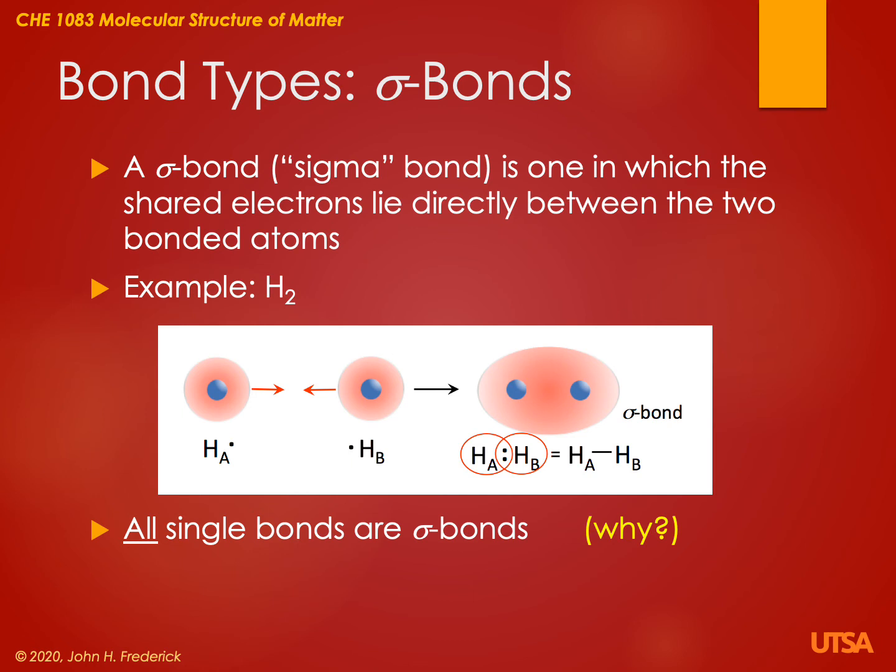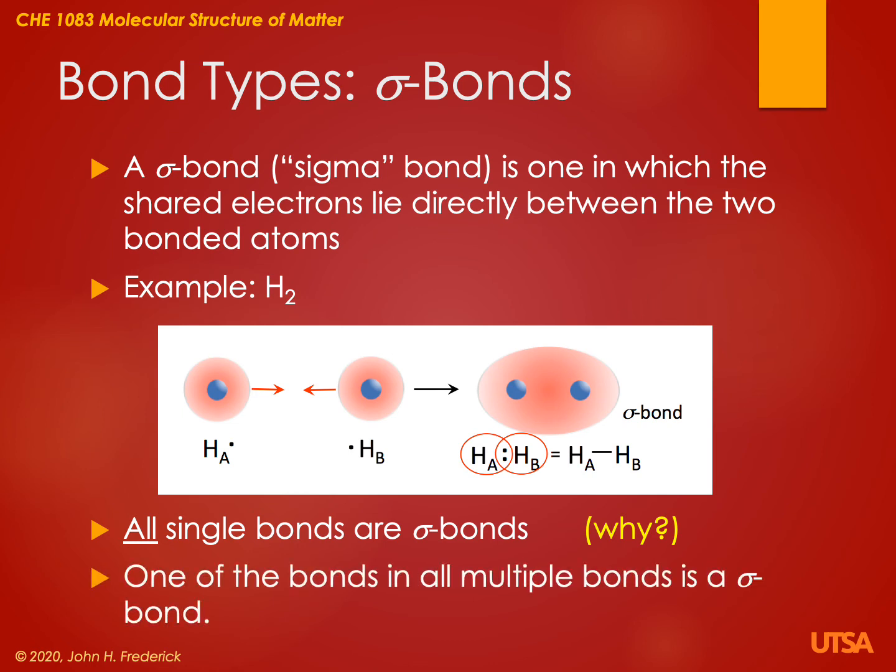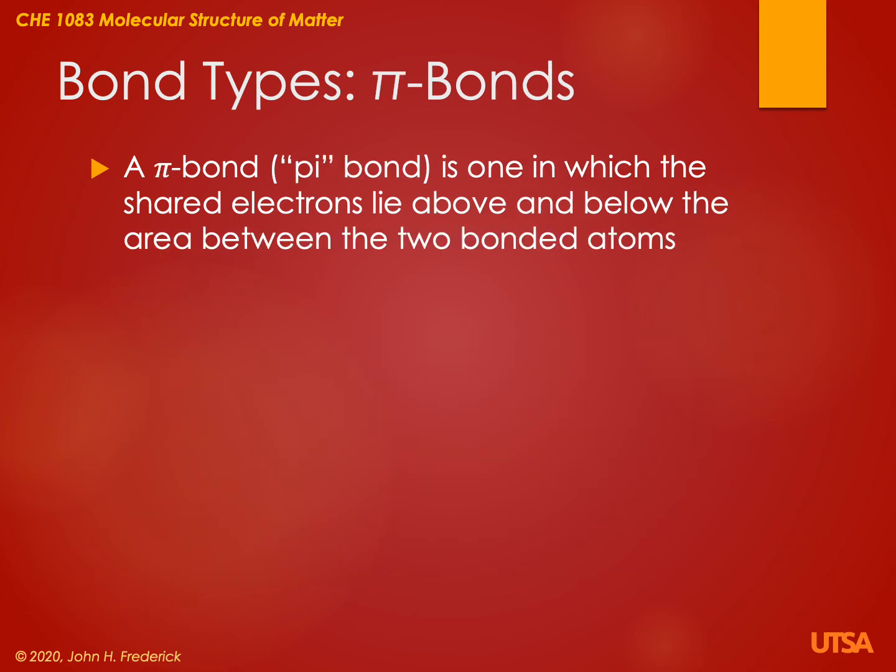I should mention that all single bonds are sigma bonds. So you will always have a sigma bond if you have a single bond, and you will also have sigma bonds if you have multiple bonds, because one of the bonds in all multiple bonds is a sigma bond. The why there is really what I answered before. The lowest energy place for the electrons to be is in between those two atoms, but once there's one sigma bond formed, there really isn't room for other electrons to go to that region.